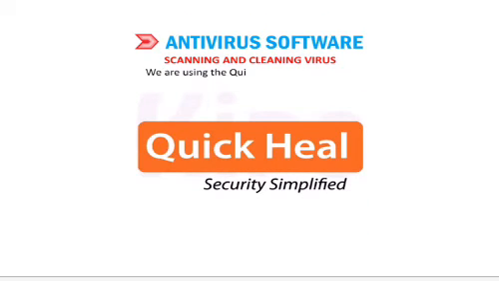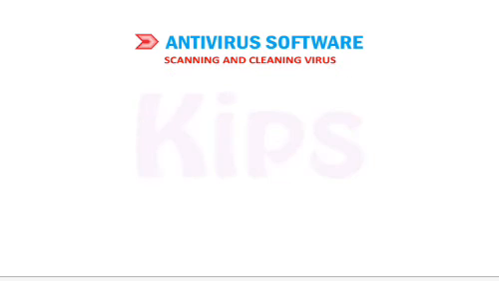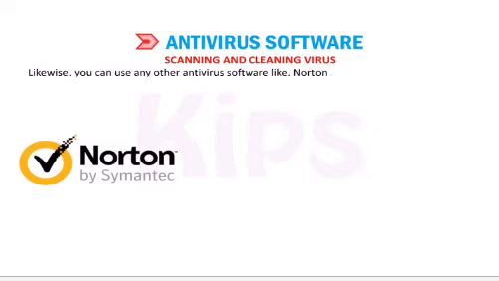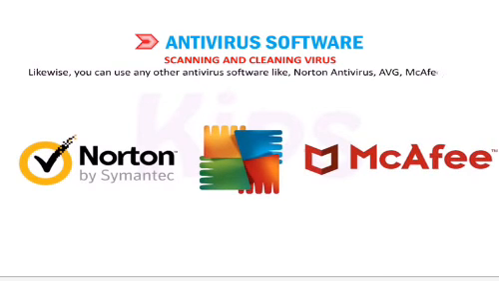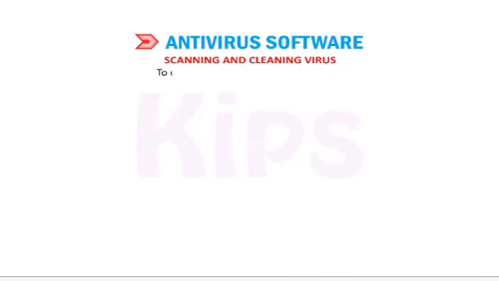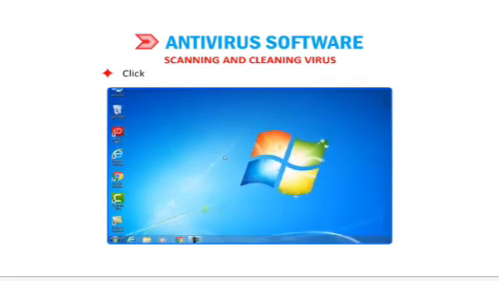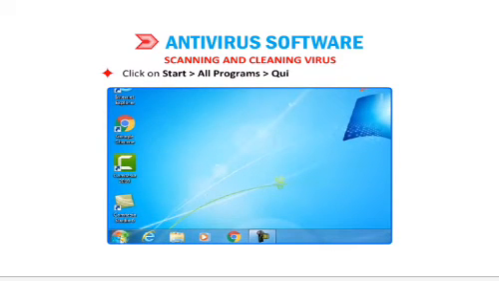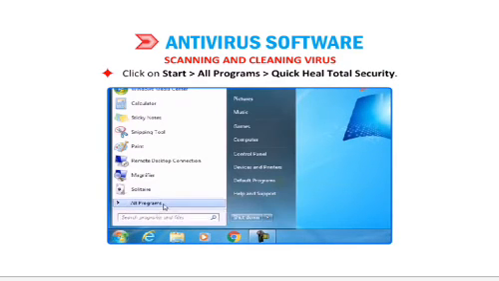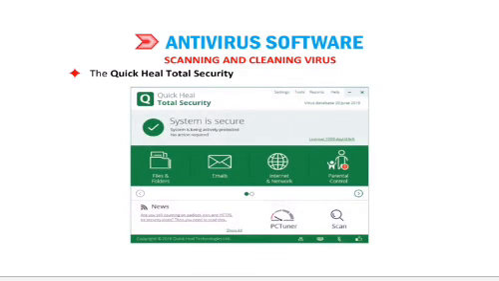We are using the Quick Heal software here. Likewise, you can use any other antivirus software like Norton Antivirus, AVG, McAfee, etc., which is already loaded on your system. To open Quick Heal antivirus software, click on Start, then go to All Programs and then go to Quick Heal Total Security. The Quick Heal Total Security window appears as shown in the figure.